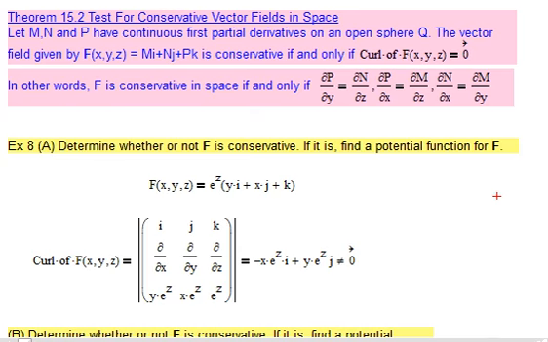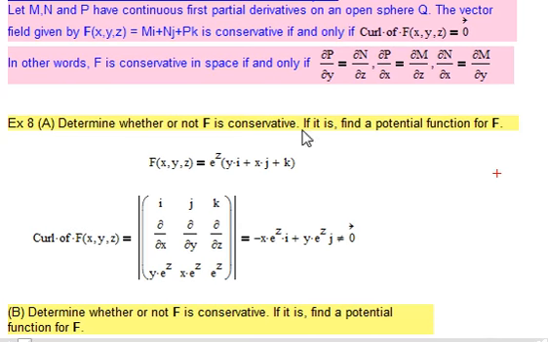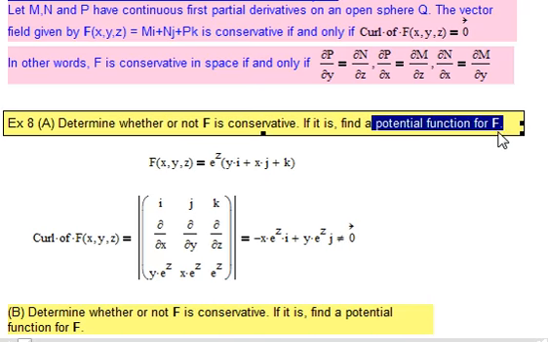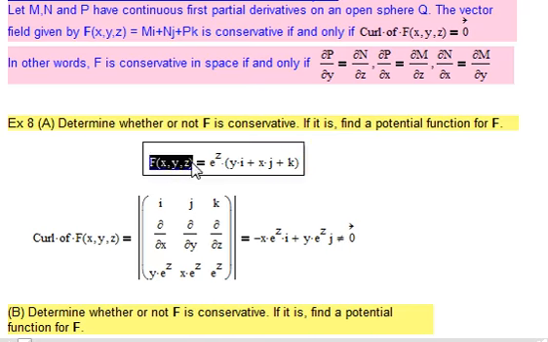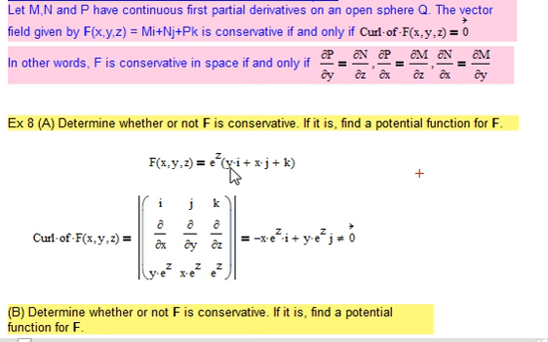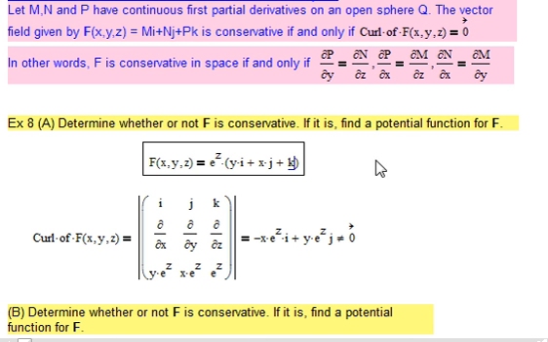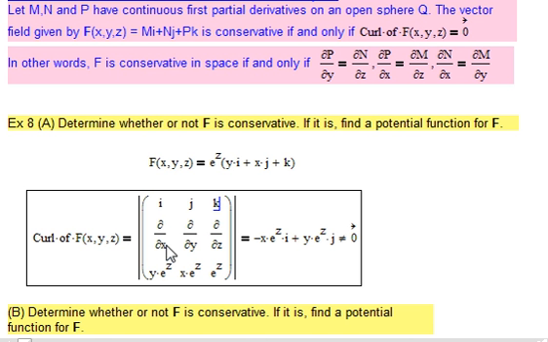Actually, two examples in this one. Determine whether or not F is conservative. If it is, find a potential function for F. And so our F(x, y, z) is e to the z times y i plus x j plus 1 times k. So in other words, e to the z y i plus e to the z x j plus e to the z k. And so we've set up our curl determinant, i, j, k in the front row, partial with respect to x, partial with respect to y, partial with respect to z.